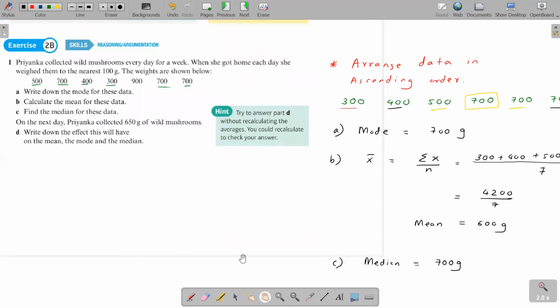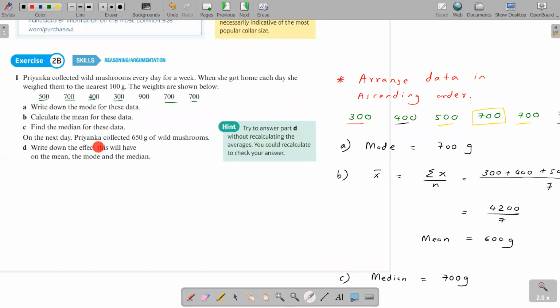In part D, they say on the next day, Priyanka collected 650 grams of wild mushrooms. Write down the effect this will have on the mean, mode, and the median. Basically, they want you to describe the effect. You currently have found values for the mode, mean, and median. Now she has collected another set of data, and when you include that into this data set, they want you to describe the effect.